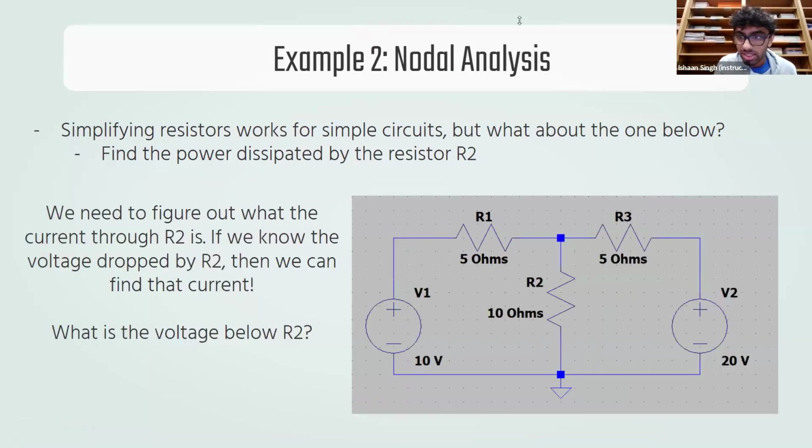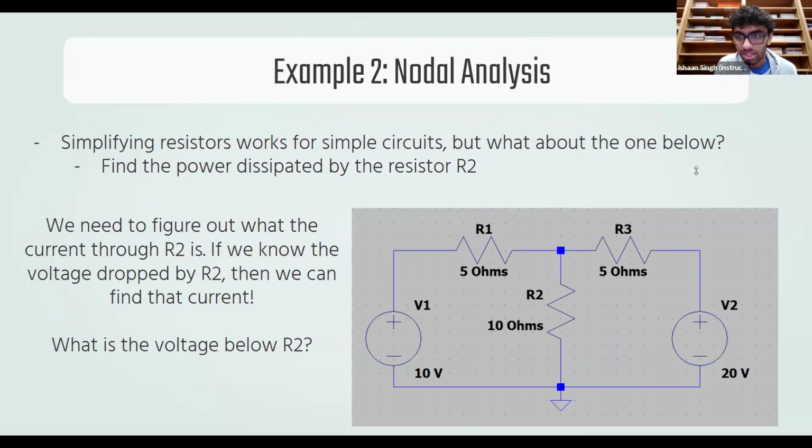It's not 250 watts actually. Remember, this is a complicated circuit, so it's not going to be simple to solve. But it's good to try. So, what is the voltage below R2? Someone tell me. What is the voltage below the resistor R2? 0. It's ground, right? You see that arrow? That's the ground arrow. That tells us where 0 volts is defined to be.